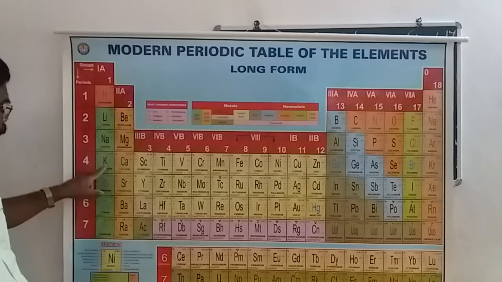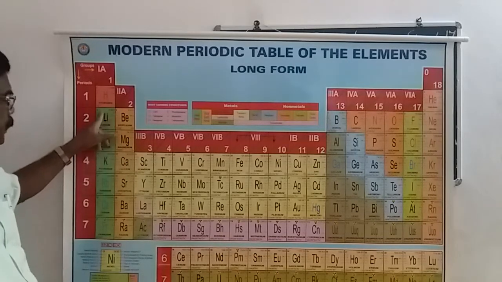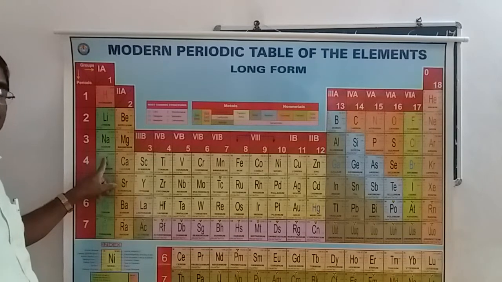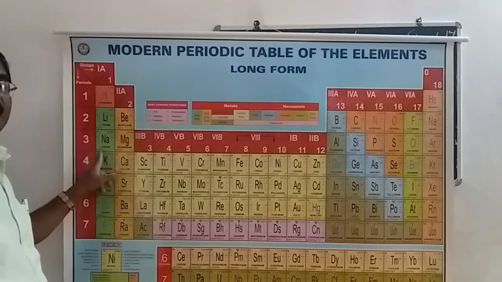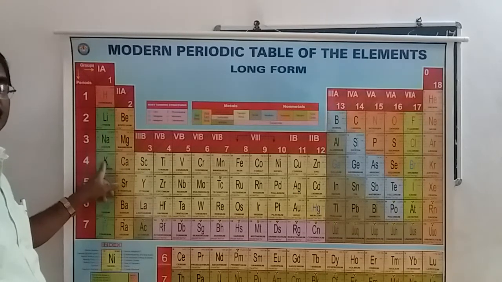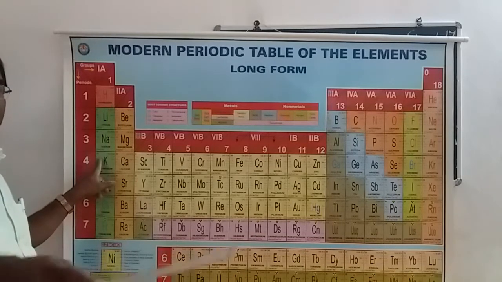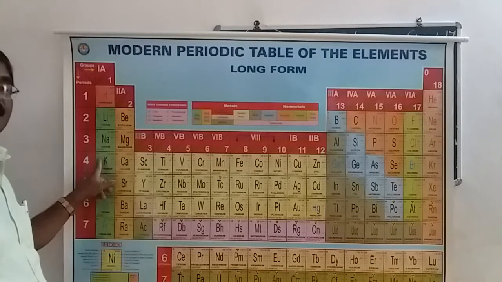Comparing lithium and potassium, the same case also. Lithium has only 2 shells, potassium has 4 shells. Which loses electrons easily? Potassium. Why? In the case of potassium, the valence electrons are far away from the nucleus. So the attraction of the nucleus to the outermost shell is very less, so the electrons are easily lost.